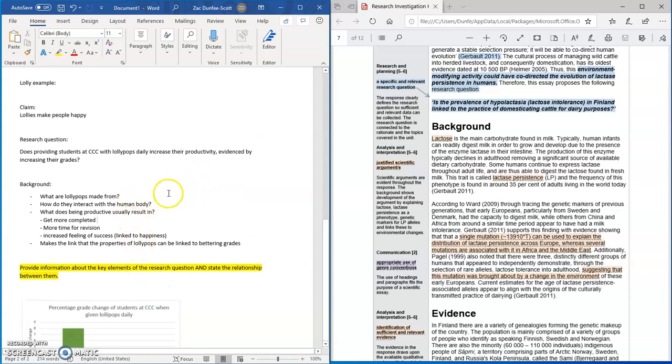That's the key takeaway. State the key scientific evidence that explains the scientific research, that explains each of the key points of the research question, and make those links. State the relationship, relate it all together, make those links.